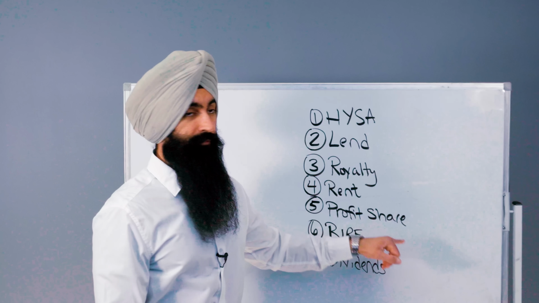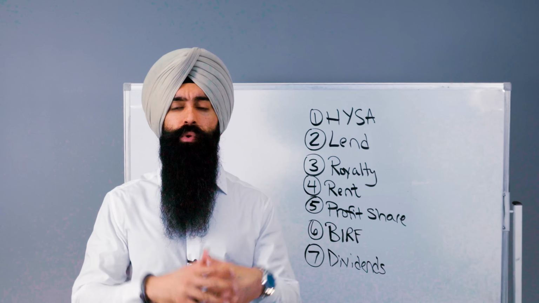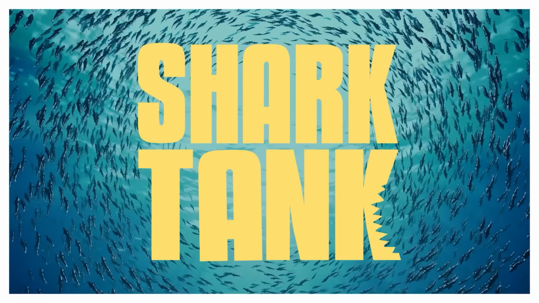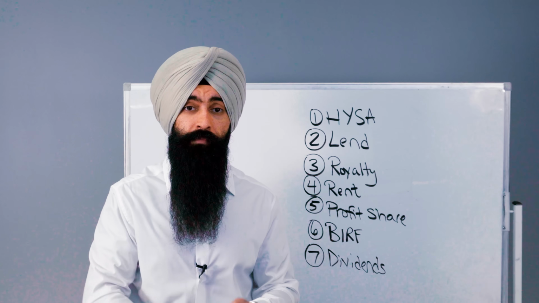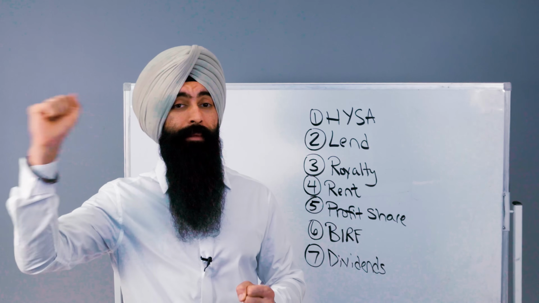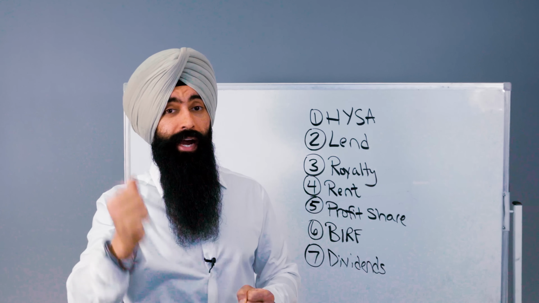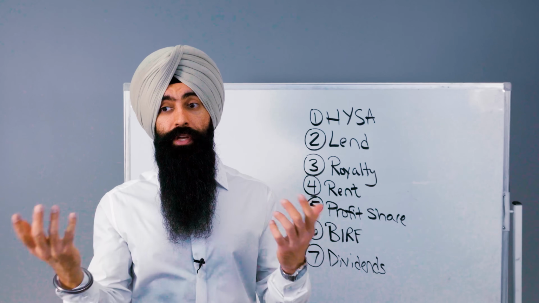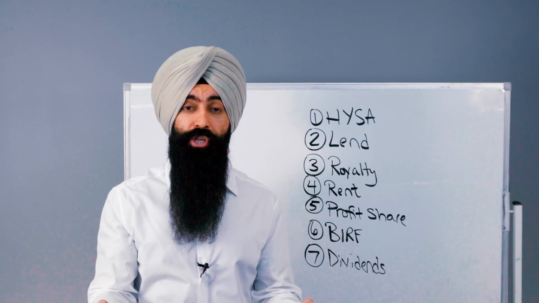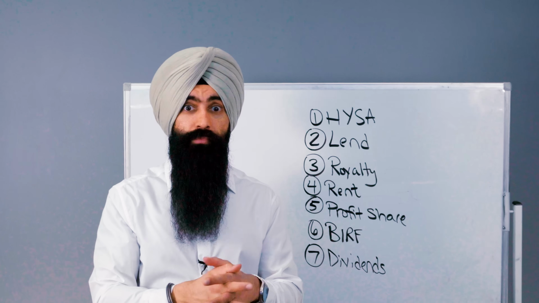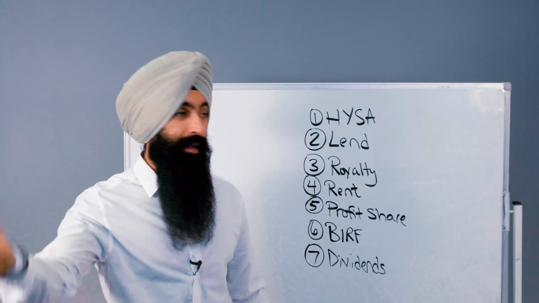Number 5 is profit share. This is where you can invest into a large enough business, kind of like Shark Tank, and now you own a piece of the profits. So if a business that you own is making $1 million a year of profits and you are entitled to 2% of those profits, well then they will be sending you a $20,000 check every single year because you own a piece of the business that is making those profits.